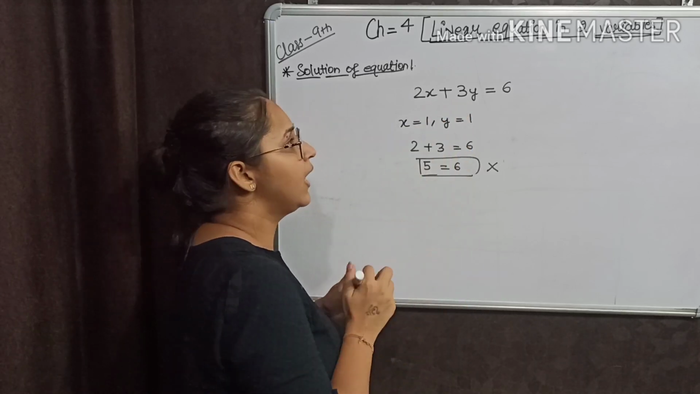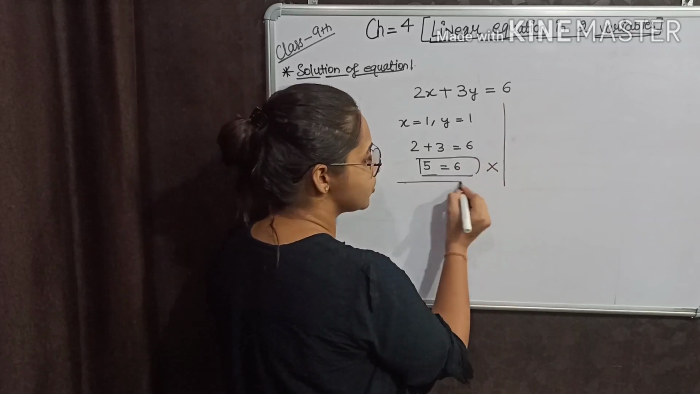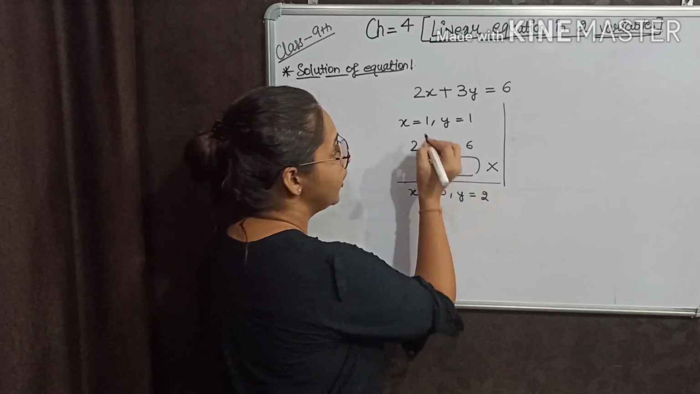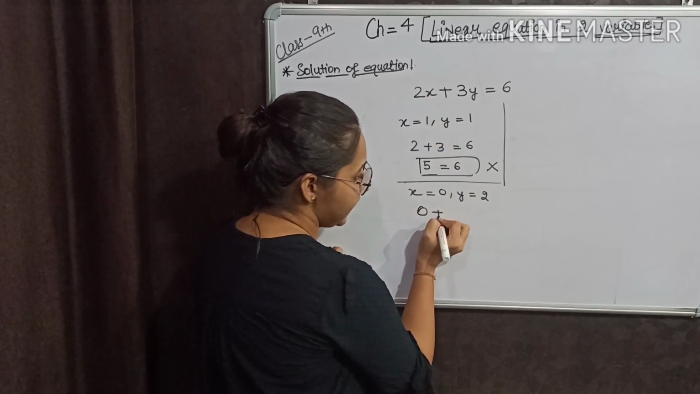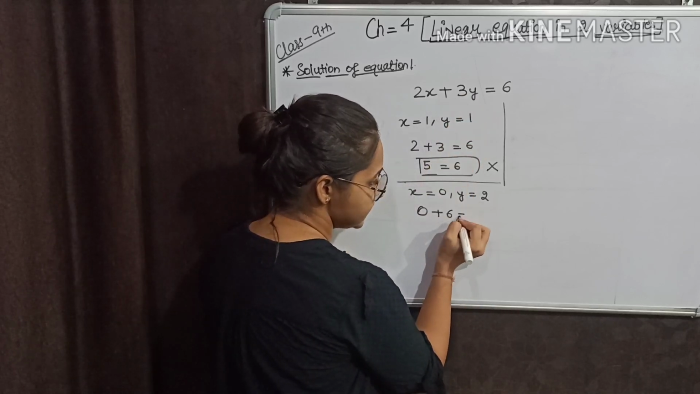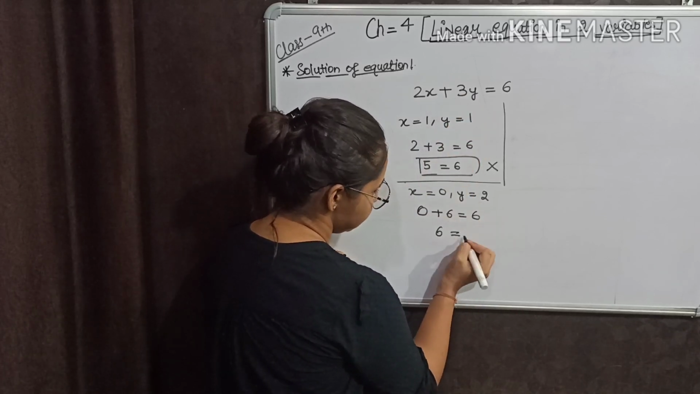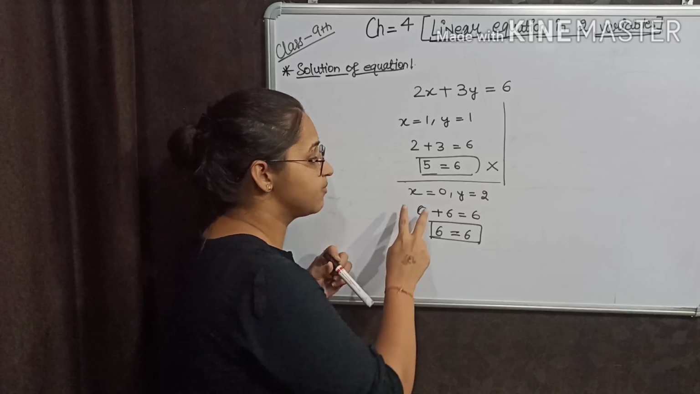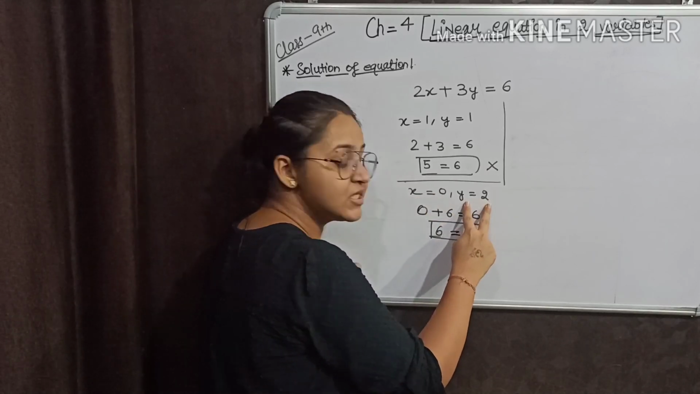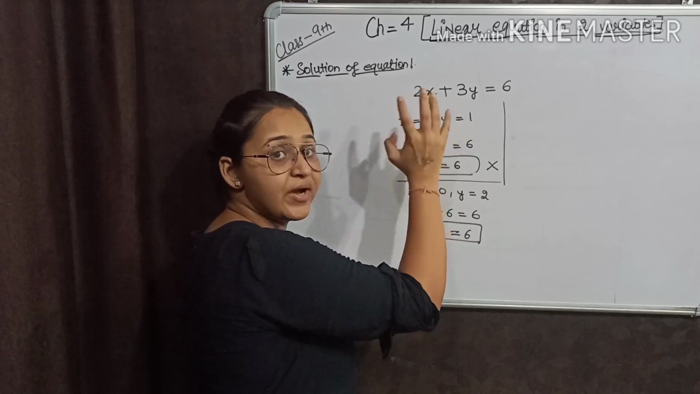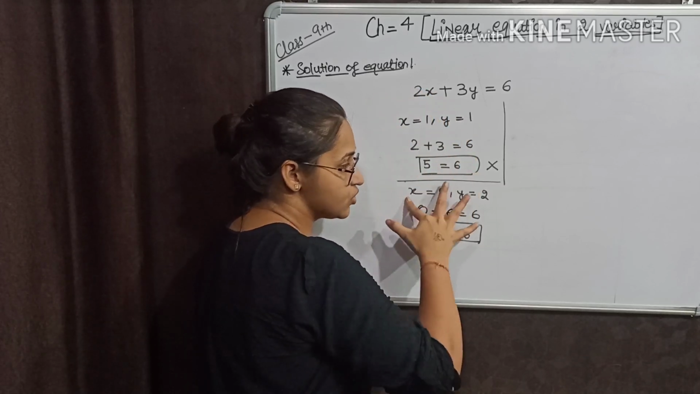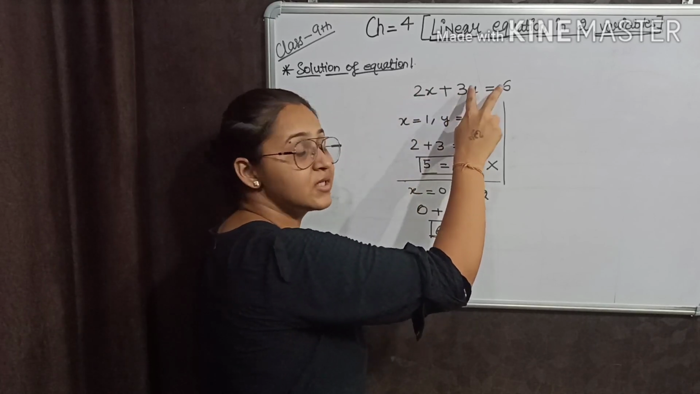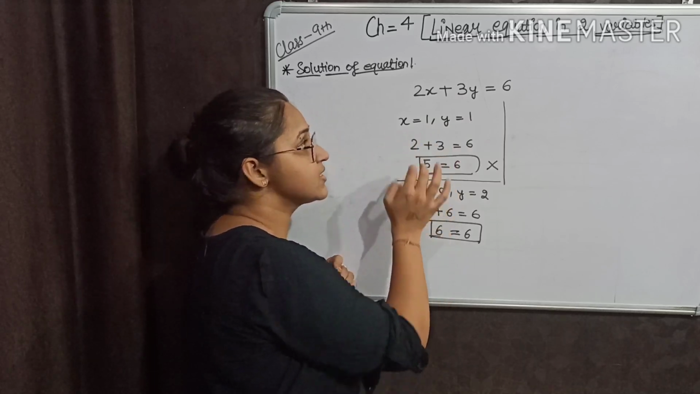But if I am putting x is equal to 0 and y is equal to 2, 2 multiplied by 0 will give you 0, plus 3 multiplied by 2 will give you 6, is equal to 6. 0 plus 6 is 6. 6 is equal to 6. Both sides are equal. It means by putting x is equal to 0 and y is equal to 2, the equation is satisfied. So I can say that x is equal to 0 and y is equal to 2 is a solution of the equation 2x plus 3y is equal to 6, because it is satisfying.